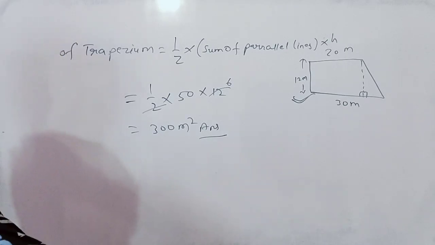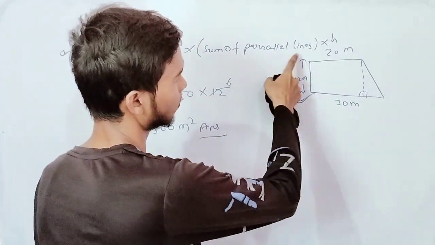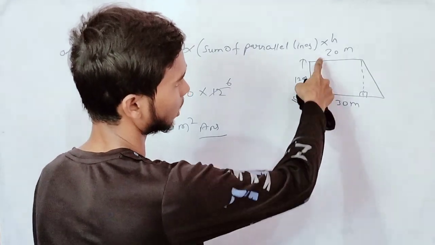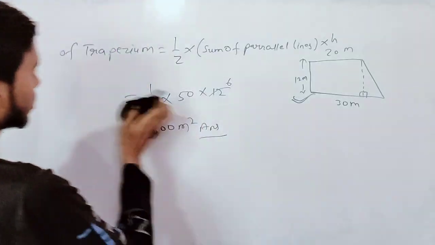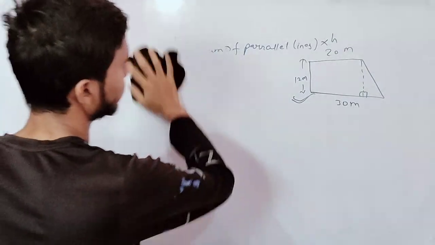So area of a trapezium would be 1/2 multiple sum of parallel lines multiple h, (a plus b) multiple h. So here, rather than taking this one, we are taking the sum of this. First question based on this formula.